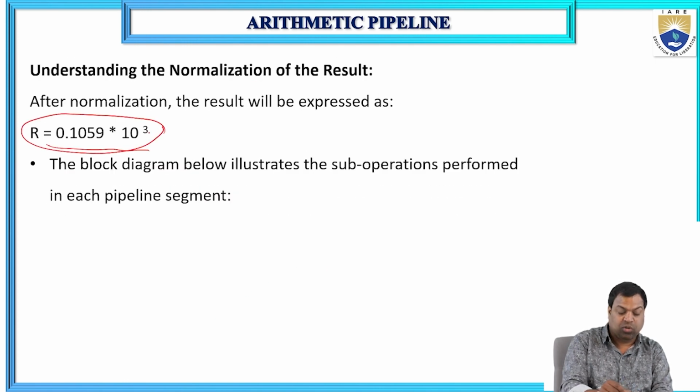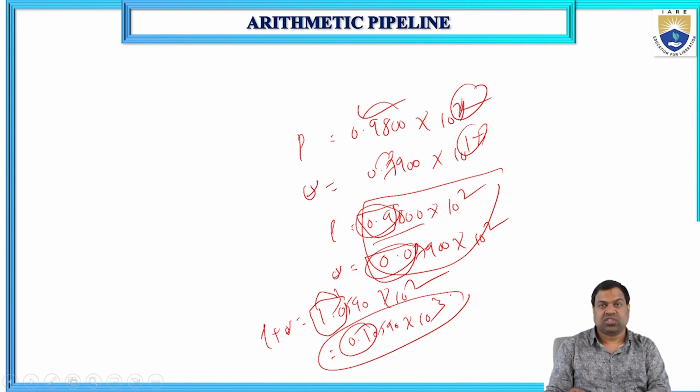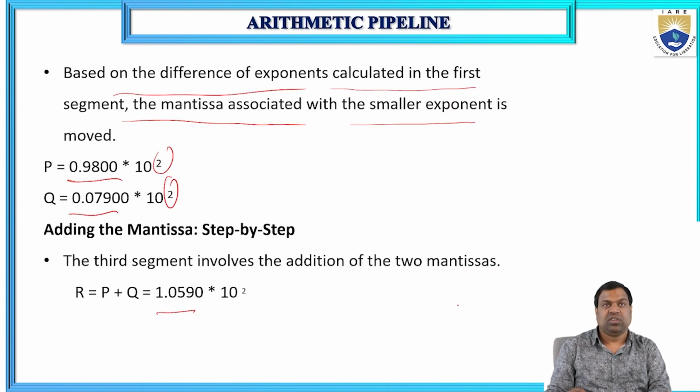0.10 into 10 cube. So it is a 5. Why? Because 0.9, 0.0. Here also 0 point. So the mantissas are balanced, exponents are balanced, addition is completed. So next we are normalizing the result.